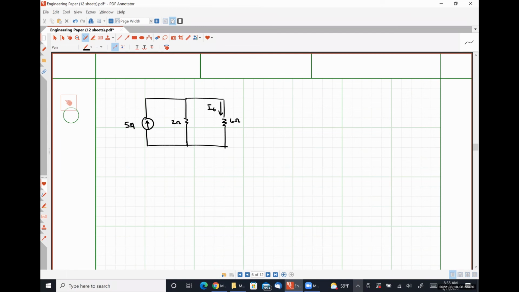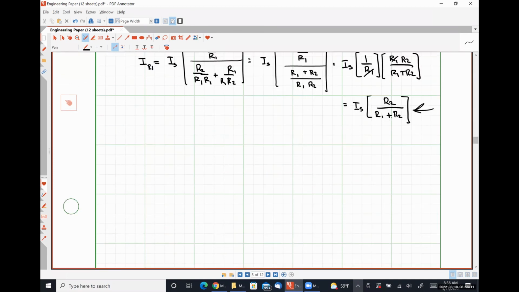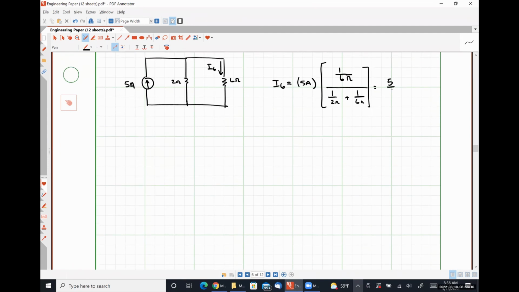So just direct application of our current division rules, we would see that this current I6 is equal to 5 amps multiplied by 1/6 divided by 1/2 plus 1/6. Do a little math here. So let's see. 1/2 is the same as 3/6. So that's 1/6 over 4/6, which is 1/4. So that should be, sorry, didn't mean to scroll like that, 5/4 of an amp. Let me just double check. Yep. All right, easy peasy, right? Just literally plugging stuff in.